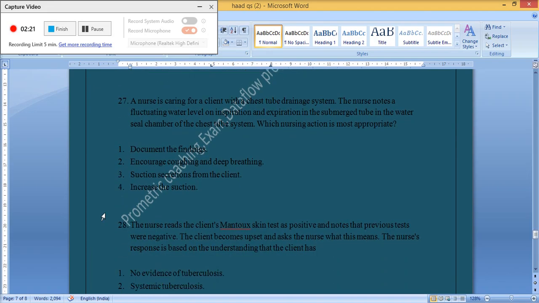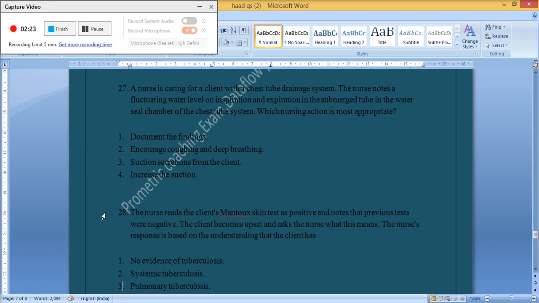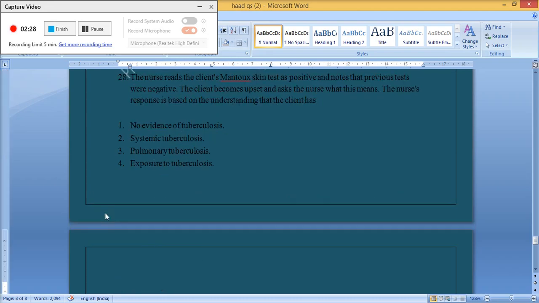28. The nurse reads the client's Mantoux skin test as positive and notes that previous tests were negative. The client becomes upset and asks the nurse what this means. The nurse's response is based on the understanding that the client has: 1. No evidence of tuberculosis. 2. Systemic tuberculosis. 3. Pulmonary tuberculosis. 4. Exposure to tuberculosis. The correct answer is 4. Exposure to tuberculosis.